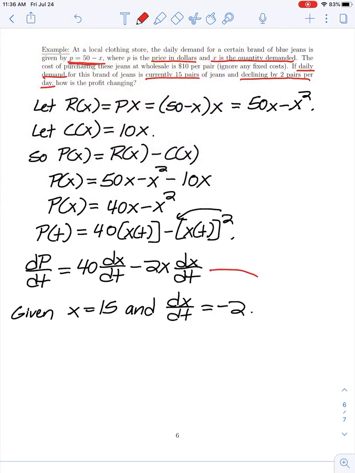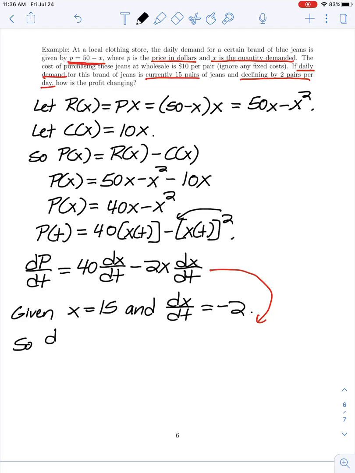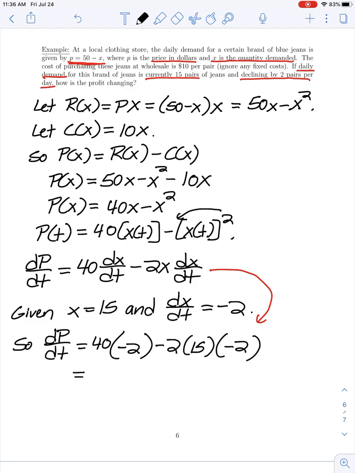So taking these given values and substituting into our previous line of work, we have the derivative of profit with respect to time is equal to 40 times dx dt, which was negative 2, minus 2 times x, which is 15, times dx dt, which was negative 2. So here we have negative 2 times 40 is negative 80, and then minus a 30 times negative 2 would be 60. We're subtracting that, we're adding 60. So we're left with negative 20.